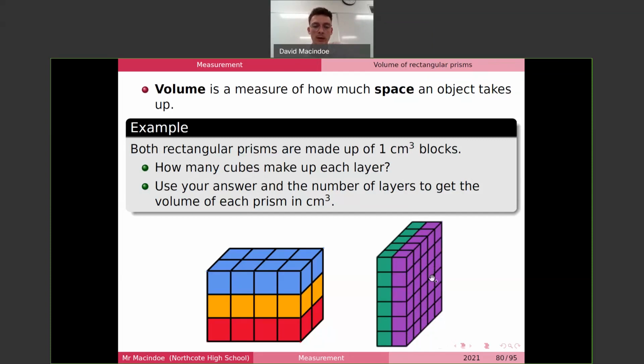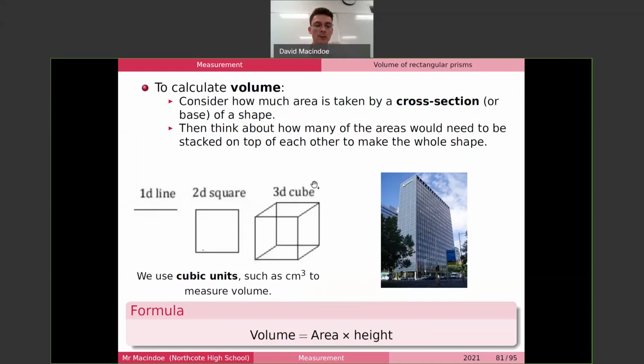So what we've done here is we've thought about, well, how much area does this one take up? And we've timesed it by the height. And this one, we've gone, how much area does this one take up? Times it by the length. It's worked for both. So to calculate volume, we think about how much area is taken up by a cross-section of a shape. Often it's the base, but not always. And then we think about how many of those areas you would need to stack on top of each other to make the whole shape.